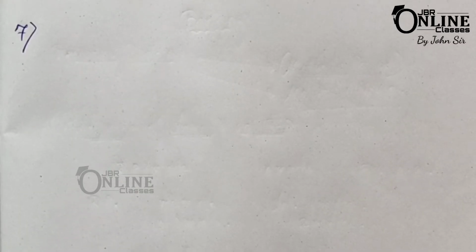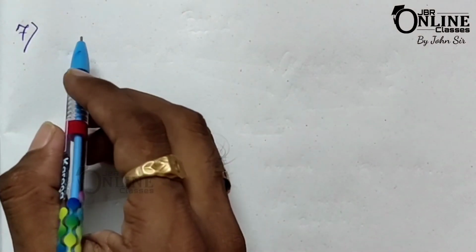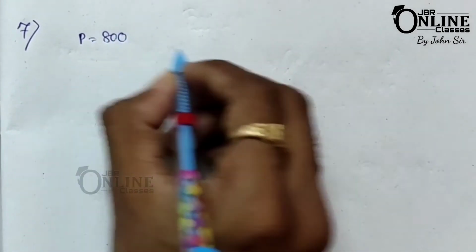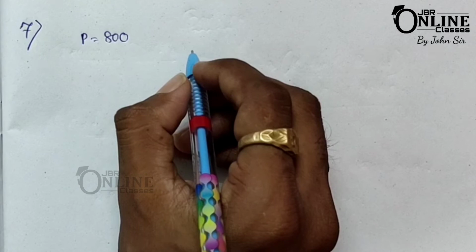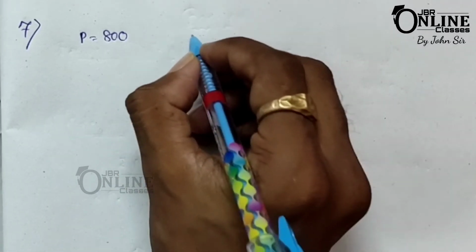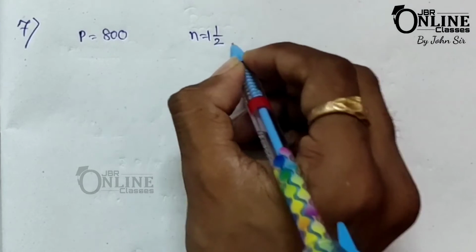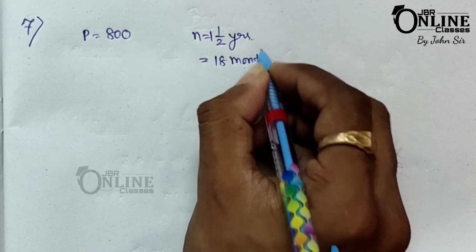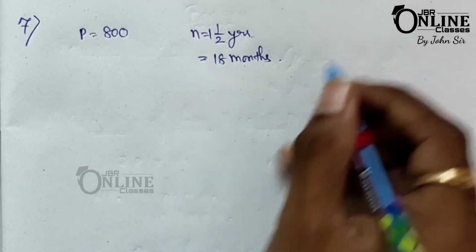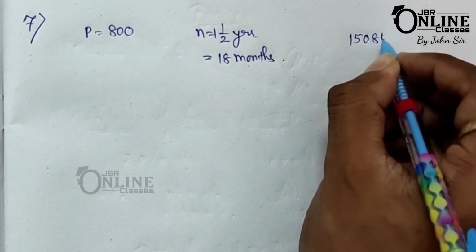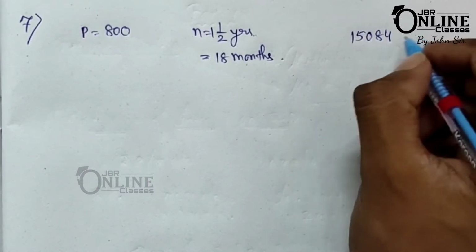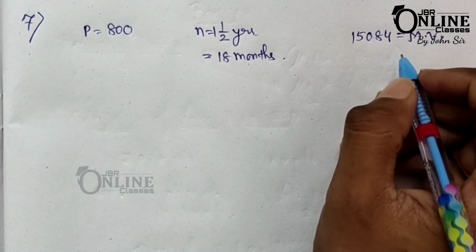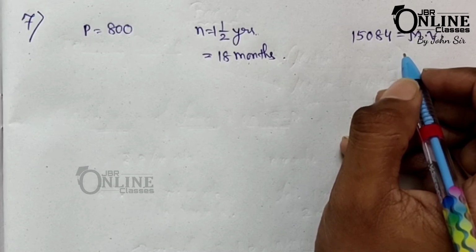Now sum number 7. In sum number 7, Saruk opened a recurring deposit account in a bank and deposited rupees 800 monthly for 1.5 years. So here 1.5 years, n equals 1 whole and a half years. That means 12 plus half means 6, so that means 18 months. Now if he received rupees 15084 at the time of maturity, that means here MV equals 15084, you have to find out the interest per annum.